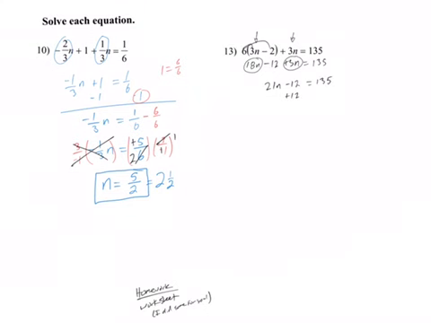Add 12 to both sides, because again I'm trying to get everything without an n across on the other side. It's going to be 21n is equal to 147. Divided by 21, you get n is equal to 7.